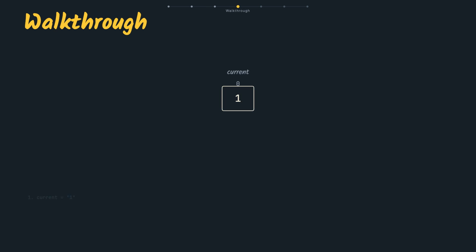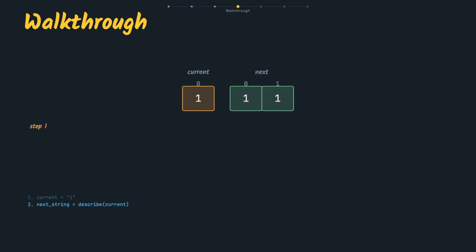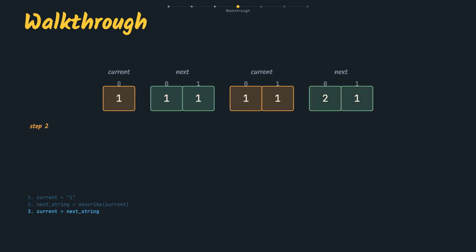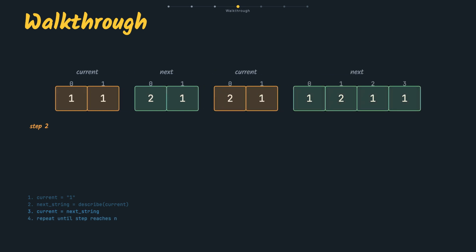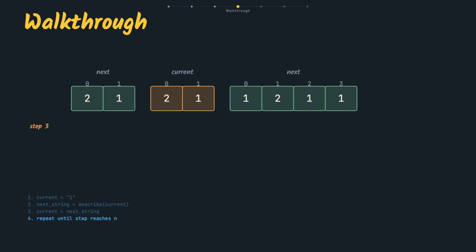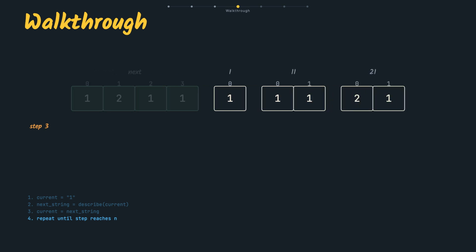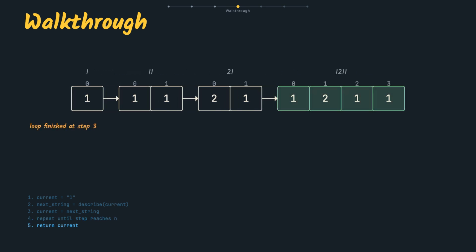Let's trace n equals 4. We start with the current string set to 1. First build step. 1 1 is 1 run, so the next string becomes 1 1. Second build step. In 1 1, we see 2 1s together, so the next string is 2 1. Third build step. In 2 1, the digit changes immediately, so we write 1 2, then 1 1. Now we have done 3 describing steps, which is n-1, so 1 2 1 1 is the answer.